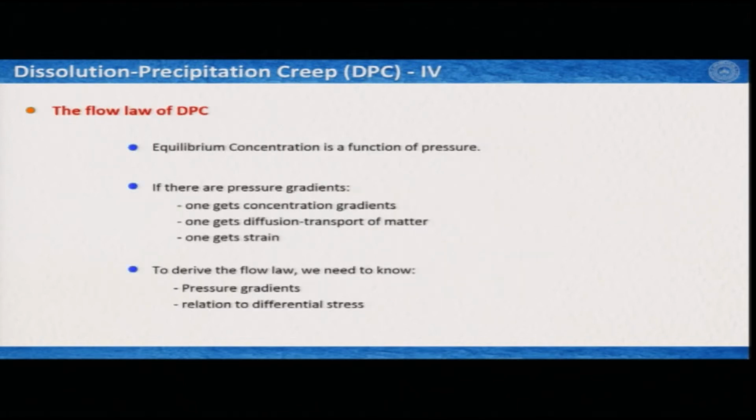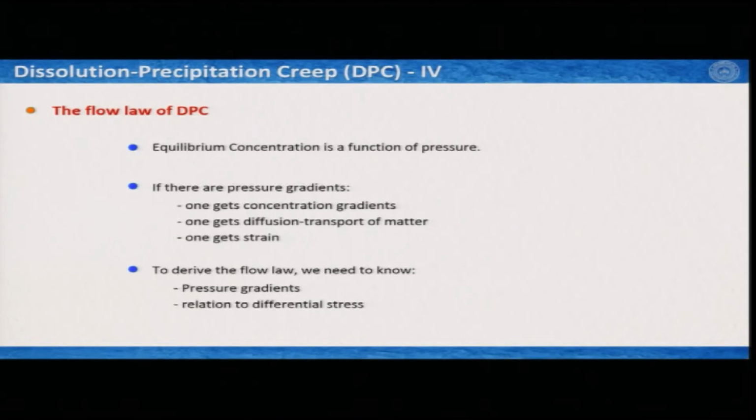If we have to derive the flow law, we are not going to derive it, we will state it, but I am trying to give you some idea of how these are derived. The parameters we need to take care of are equilibrium concentration, pressure, chemical potential, and so on. We have seen that equilibrium concentration is a function of pressure, and if there are pressure gradients, then you also generate a concentration gradient, and you also generate diffusive transport of matter. And if you move material from one end to another, you change the shape of the block, and therefore you generate strain.